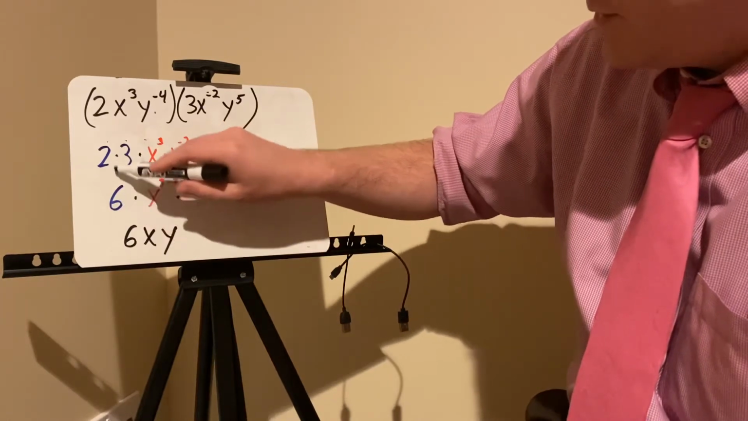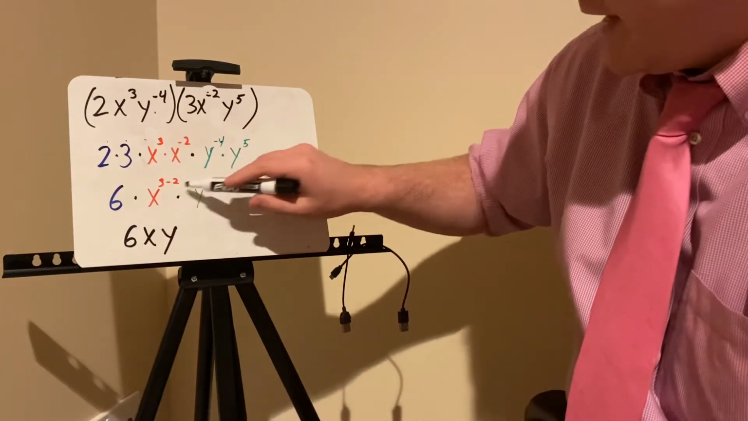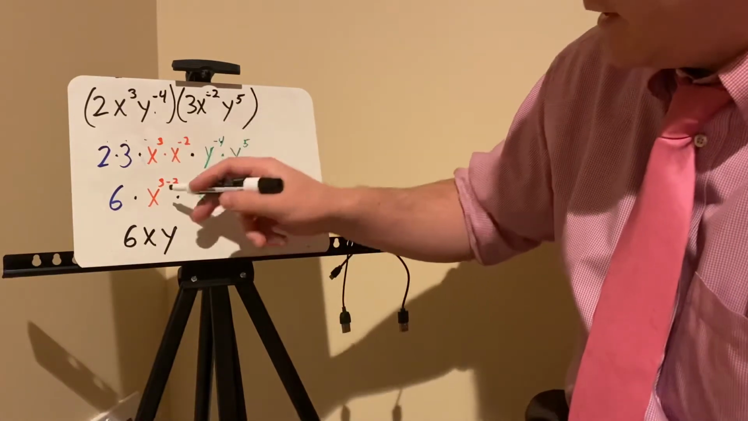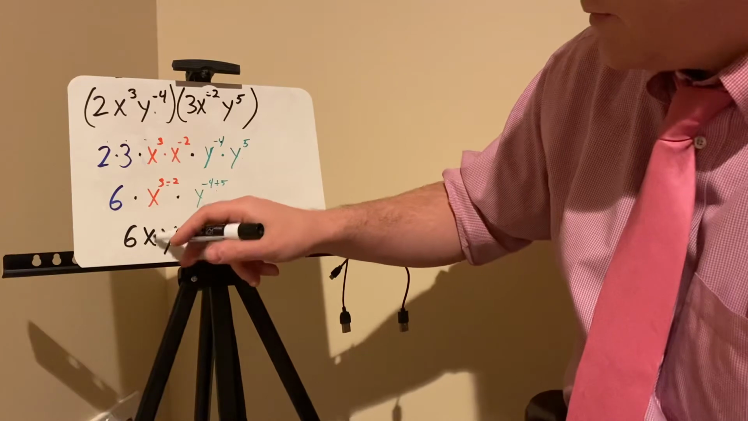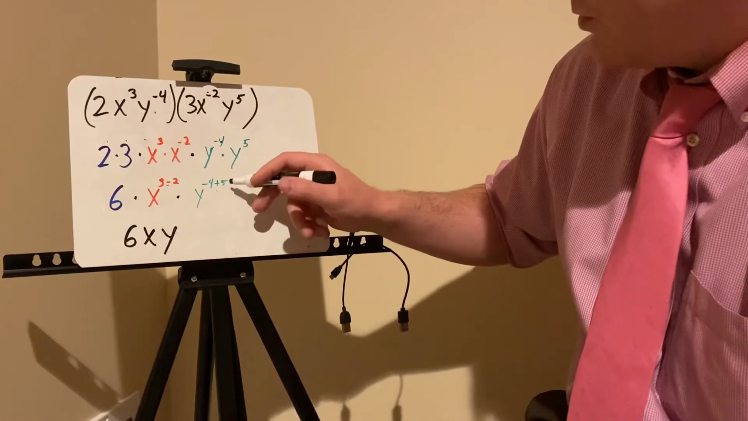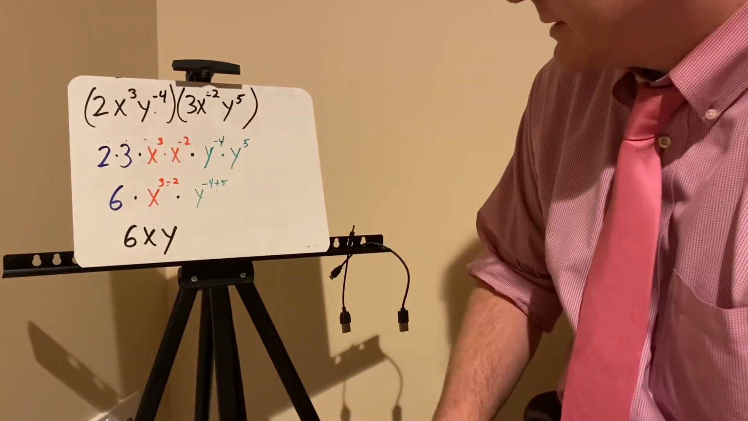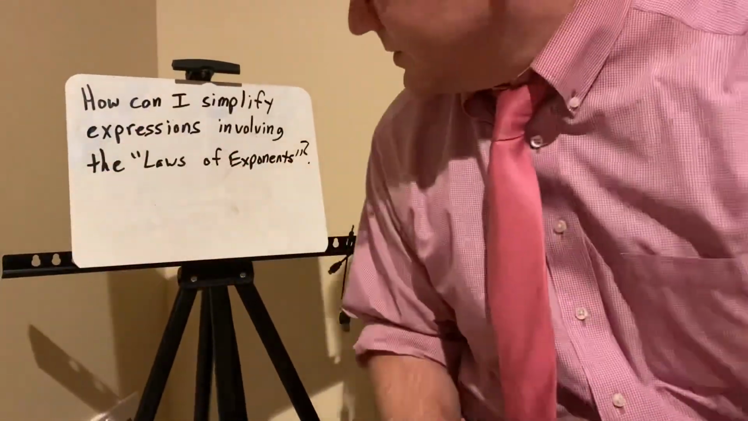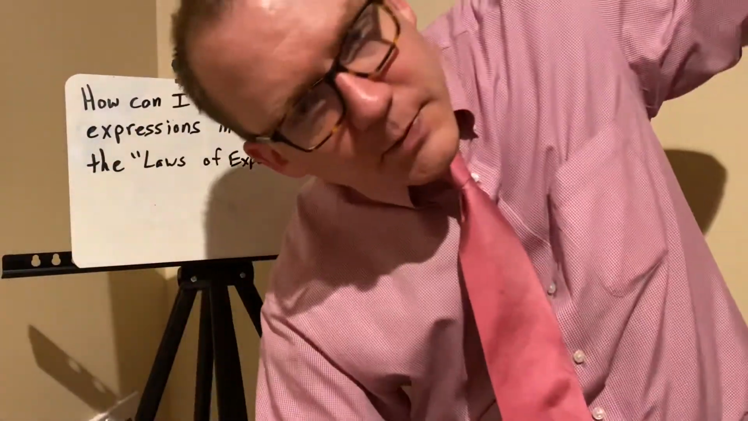And my two constant terms, I just multiply them, 2 times 3 to get 6. I add my exponents together, and 3 plus negative 2 becomes 3 minus 2, which is 1, so x. And then negative 4 plus 5 is 1, so y. So we have 6xy. And that's that. And again, this is how I can simplify expressions using the laws of exponents.